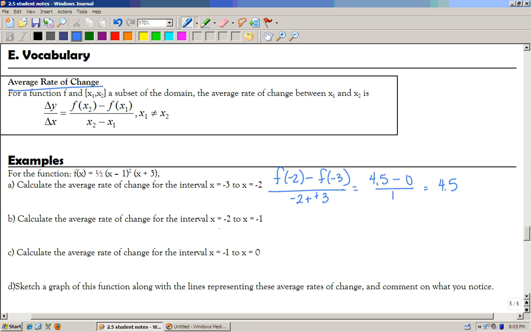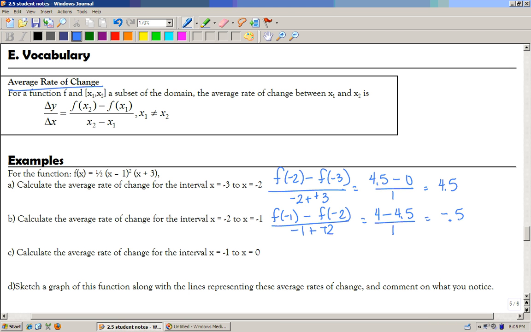Now we calculate from x equals -2 up to -1. We're going to calculate the function value at -1, subtract the function value at -2, over -1 minus -2. Again, the denominator is 1. The difference between those two values is 1. When we plug in -1, you get a value of 4. When you plug in -2, it's the same value we got before, 4.5. And when you do the subtraction, you get -0.5.